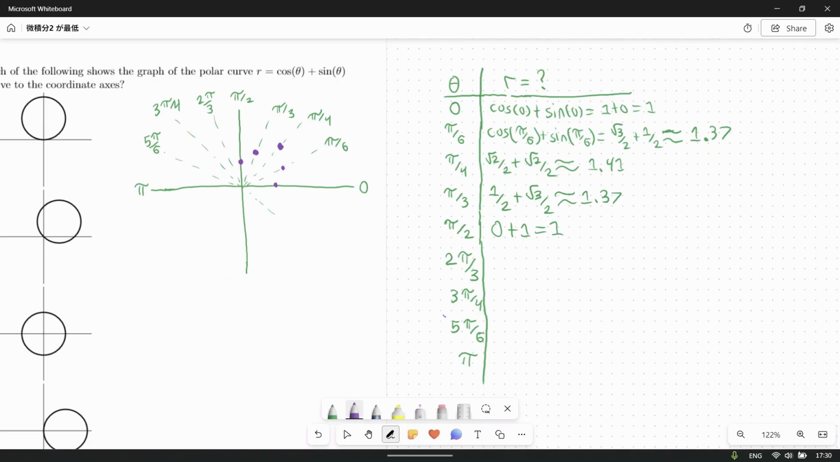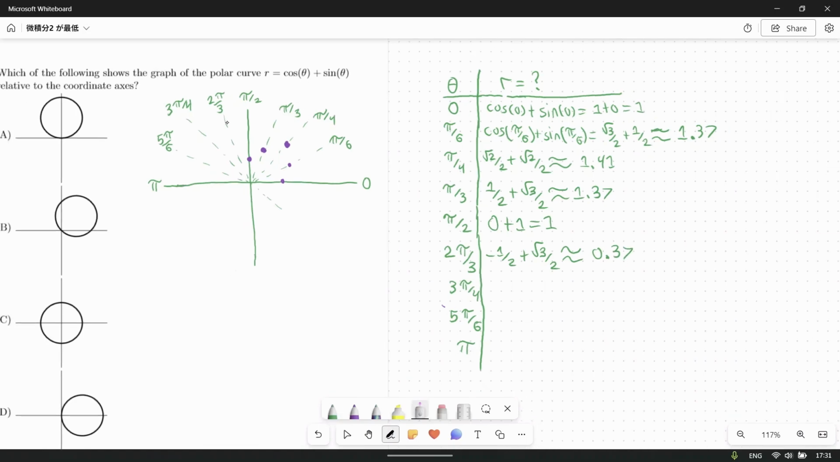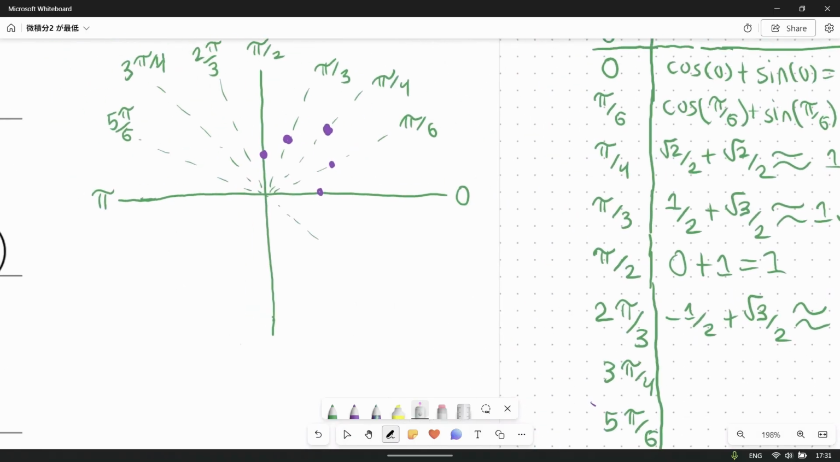And then moving on to 2 pi over 3, you end up with negative 1/2 plus root 3 over 2, which once again is going to be less than 1. That's approximately equal to 0.37, something like that. And so now we're along this line, 0.37 units away from the origin. That's going to result in a dot that ends up somewhere around here.